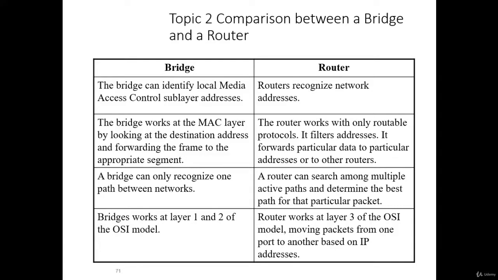A bridge can only recognize one path between networks. A router can search among multiple active paths and determine the best path for that particular packet. Bridges work at layer 1 and 2 of the OSI model. Router works at layer 3 of the OSI model, moving packets from one port to another based on IP address.